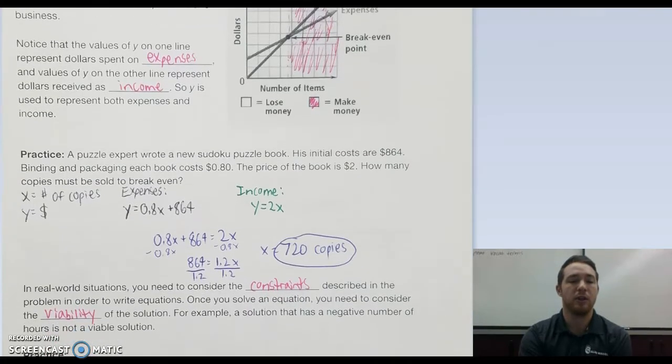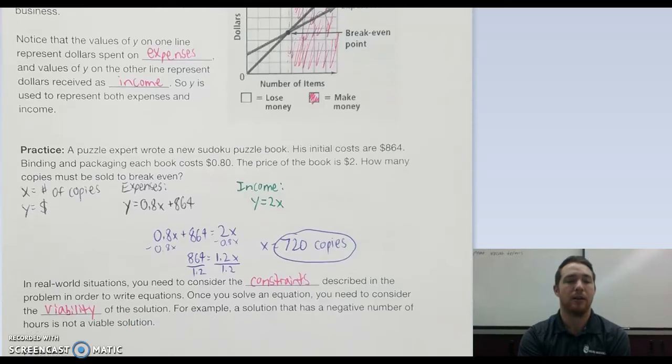So in real-world situations, we might also have to do a few different things, such as consider what we call the constraints, so something that you're limited by in an equation. And once I solve an equation, we need to also consider the viability of this solution. For example, a negative number of hours is not viable. A lot of negatives you're not going to see in real-life examples.